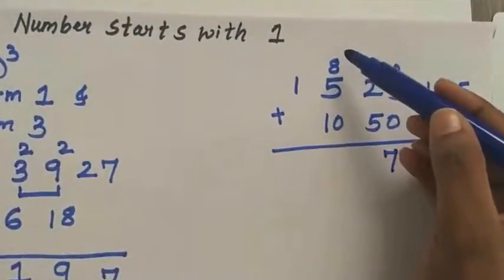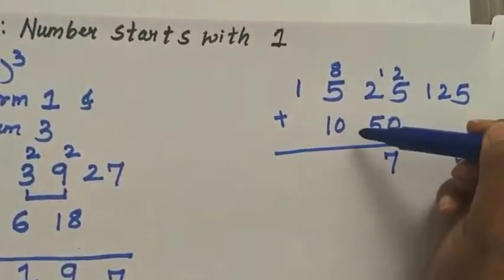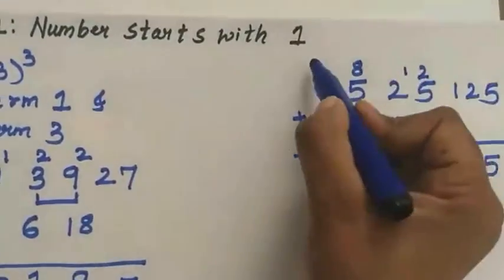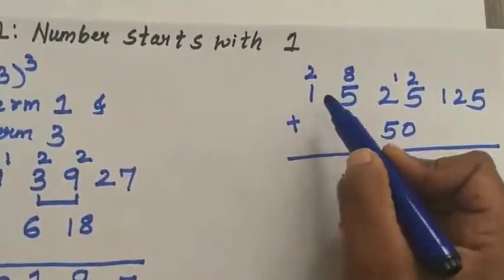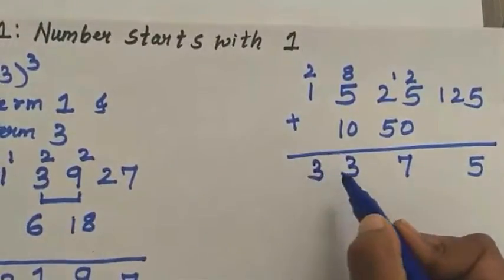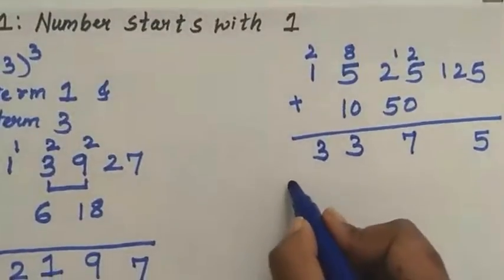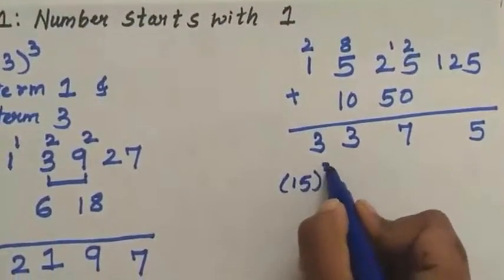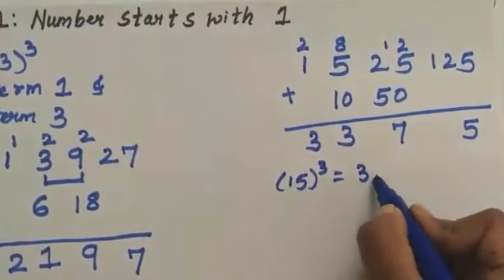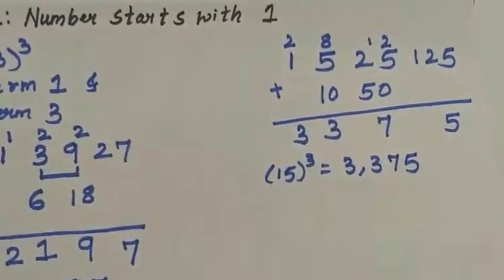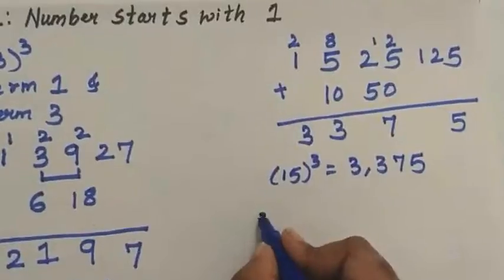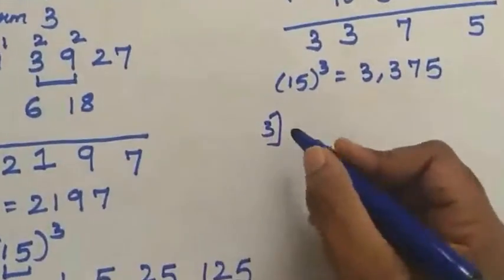The next, 8 plus 5 plus 10 is 23. 2 is carried forward. I am going to write 3 over here. Then 2 plus 1 is your 3. So here is the answer. 15 cube will give us 3, 3, 7, 5. So we'll solve one more problem so that you will be familiar with this method.